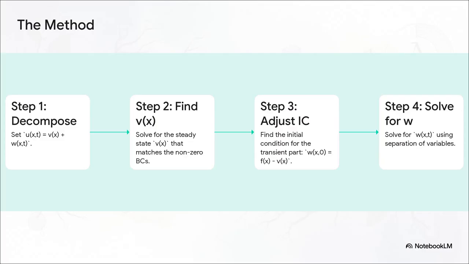So here's the 4-step recipe. It's really straightforward. First, you just state the decomposition. Second, you find the steady state, v of x. This part is usually super easy. It's often just finding the equation of a line. Third, you adjust the initial condition for your transient part. Since the total initial condition is just v plus w, w's initial condition is just the original one minus the steady state you just found. And finally, step 4, you solve for w of x, t, which is now a totally standard homogeneous problem.